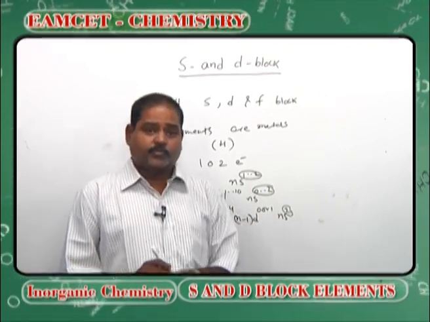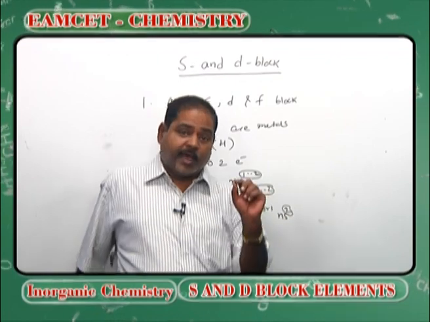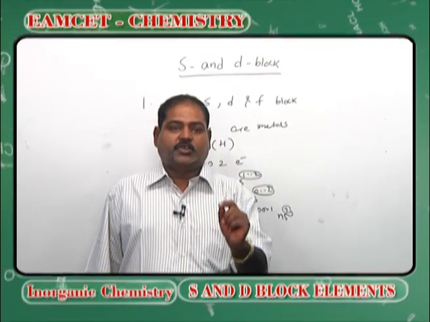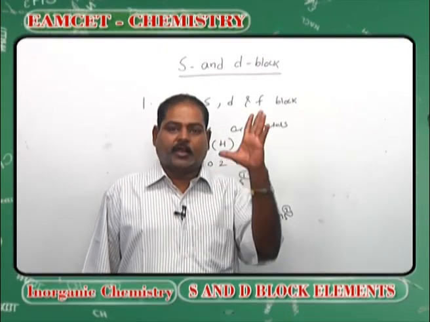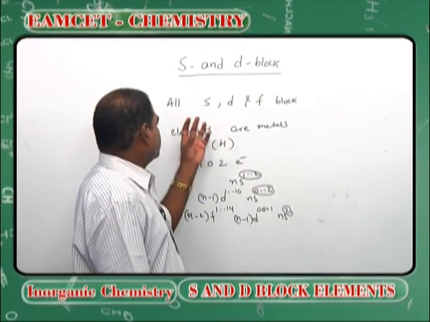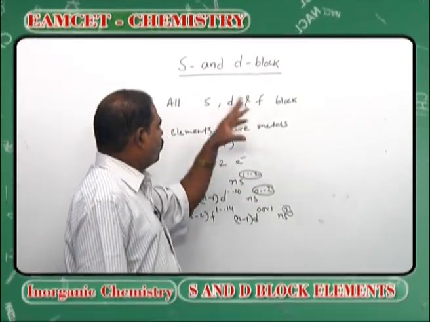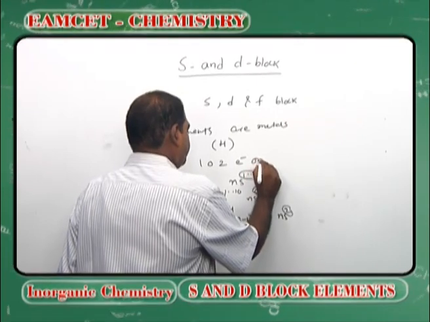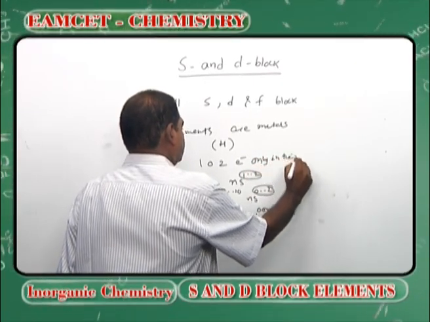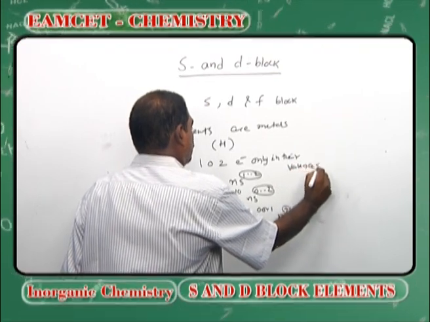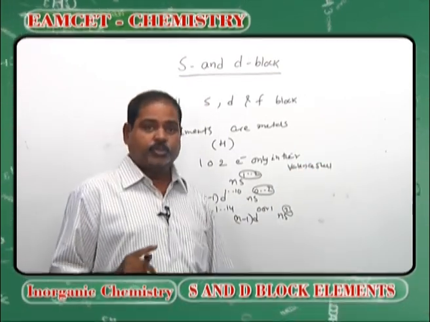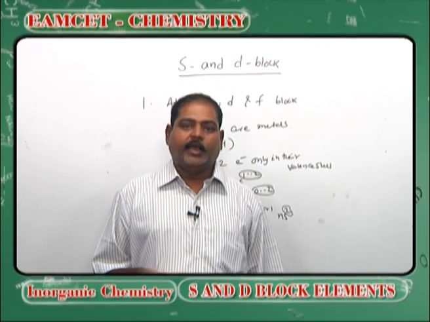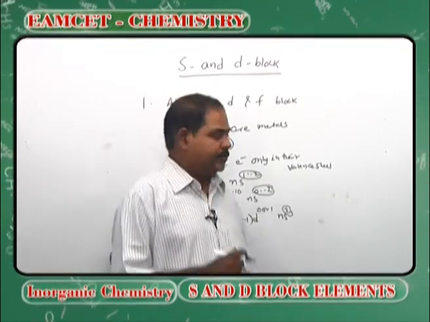So, what if they have just one or two electrons in their outermost shell? They have a tendency to lose the electrons, and an element which has a tendency to lose electrons is said to be electropositive and it is said to be a metal. So, you should not just study S block. S, D, F, all blocks are metals because they have one or two electrons only in their valence shell. They are ready to lose them, and the readiness to lose electrons is mainly electropositivity and metallic character.